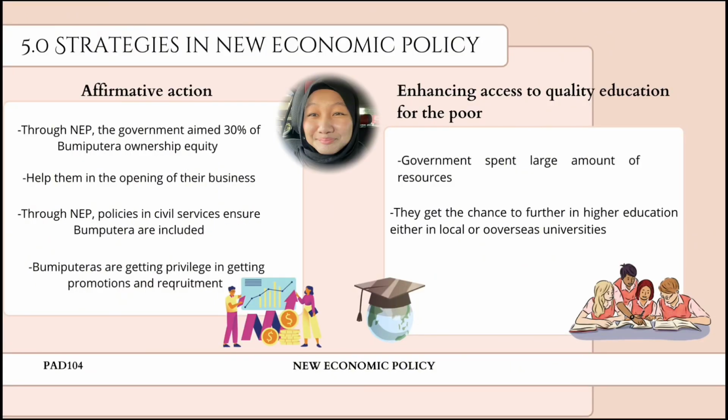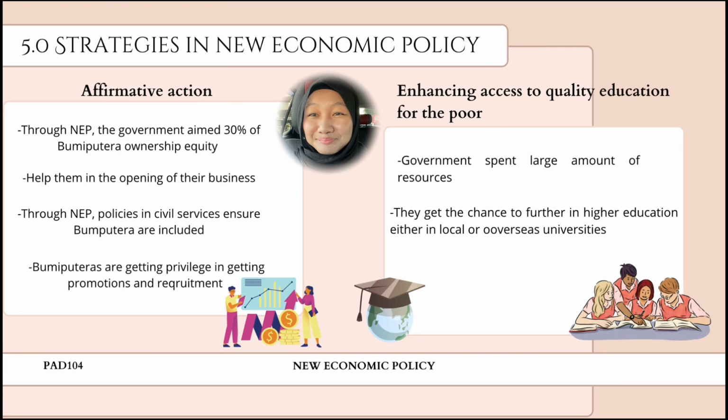Next are the strategies in the New Economic Policy. The first strategy taken by the government is affirmative action. Through the New Economic Policy, the government aimed for 30% Bumiputra ownership in equity. By doing this, it can help the Bumiputra in opening their businesses.